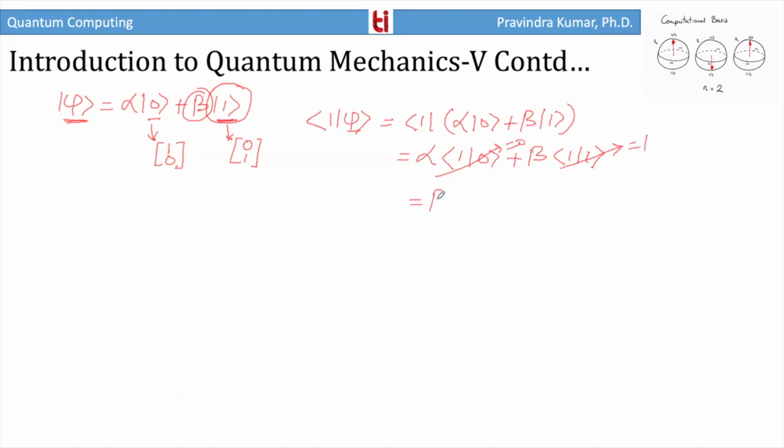So it is beta. So the probability amplitude of finding the system in state 1 after making the measurement on quantum state psi is beta. And the square of the probability amplitude is the probability of finding the system. So the probability of finding the system in state 1 is beta square, and it can be written as the mod square of the inner product <1|psi>.